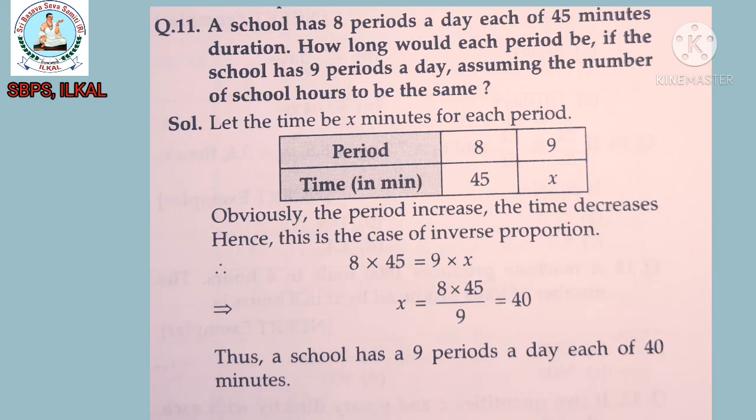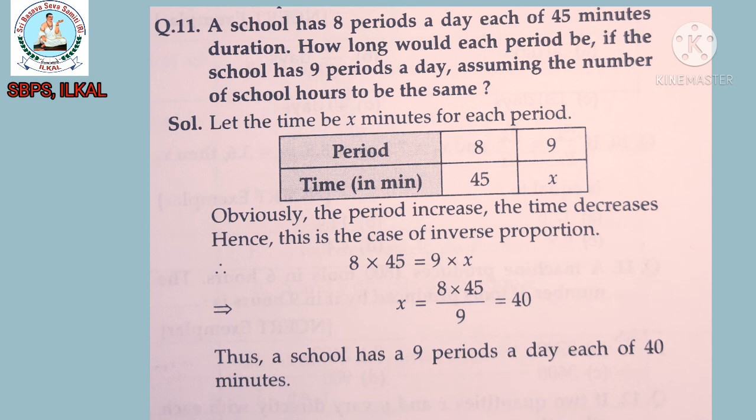11th question. A school has 8 periods a day, each of 45 minutes duration. How long would each period be if the school has 9 periods a day, assuming the number of school hours to be the same? Solution. Let the time be x minutes for each period. If number of periods were 8, time 45 minutes. If number of periods became 9, time duration will be equal to x.